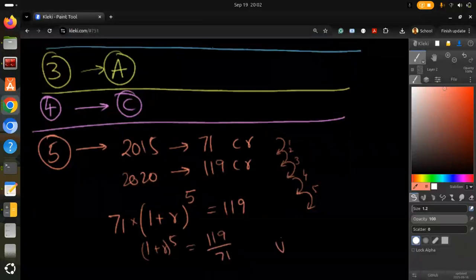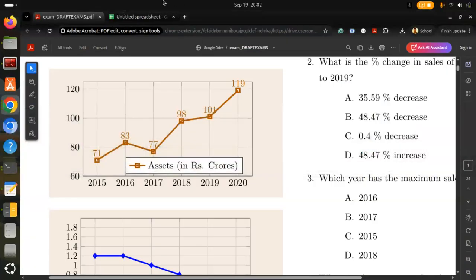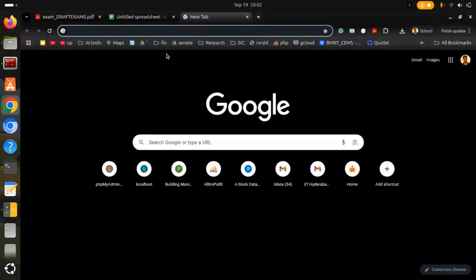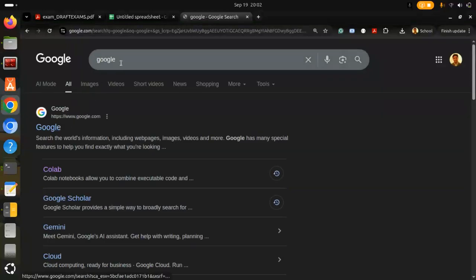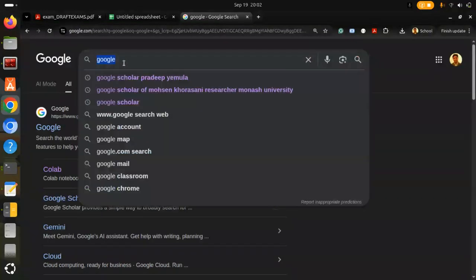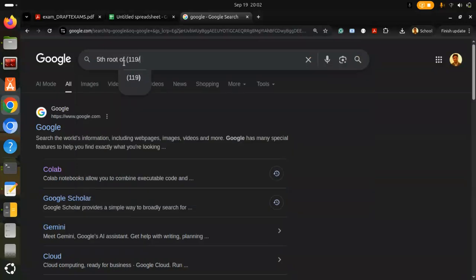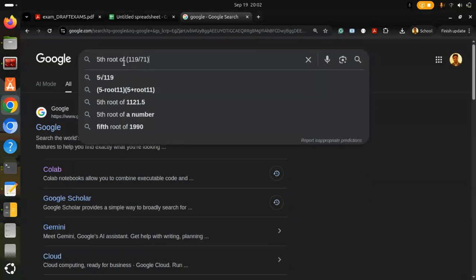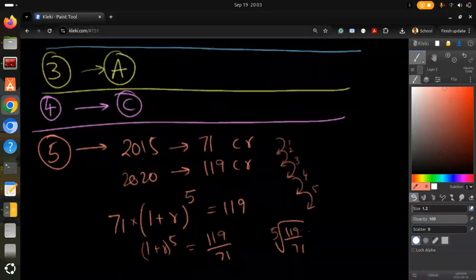Now, how to do the fifth root? Fifth root of 119 by 71. So let us see. Maybe I'll simply go to Google search. In Google search you can say fifth root of 119 divided by 71. Okay, so this is what we are doing. Here it is saying something like 1.10.